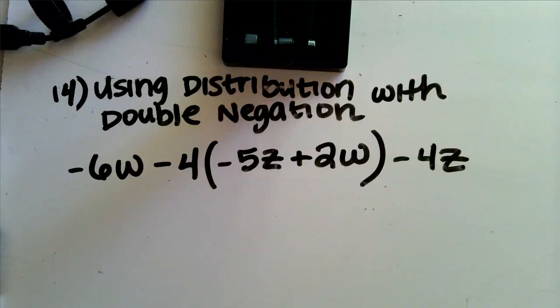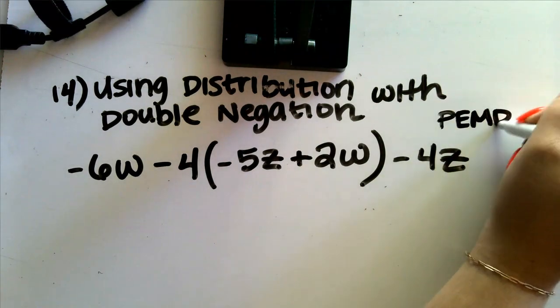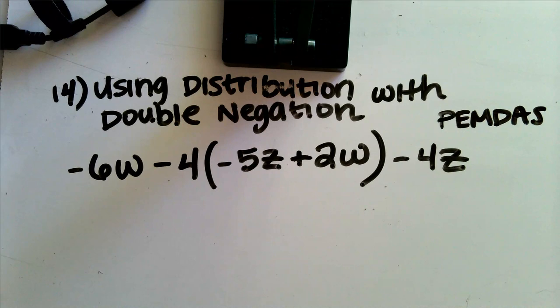Hello again, everybody. Today we're going to be talking about using more distribution, just this time there's going to be some double negation in there, which means that there's going to be multiple negative signs in our expressions. Don't worry too much about it, you guys will know what to do. As always, let's go ahead and think about our PEMDAS. And we know that we're going to be using distribution, so let's just go ahead and jump in.